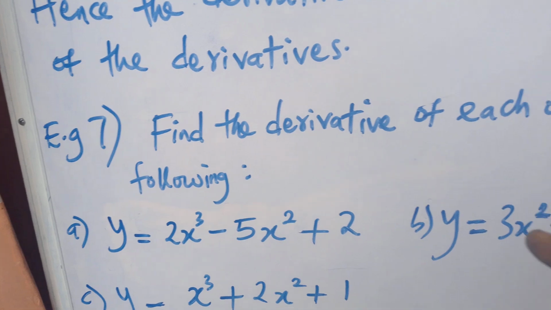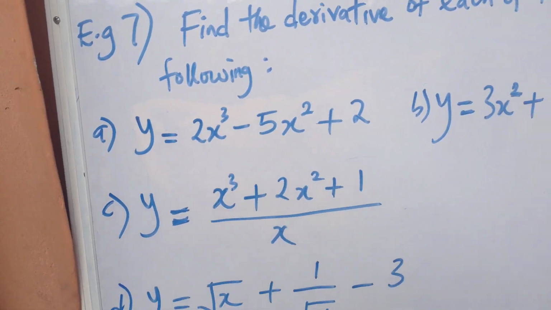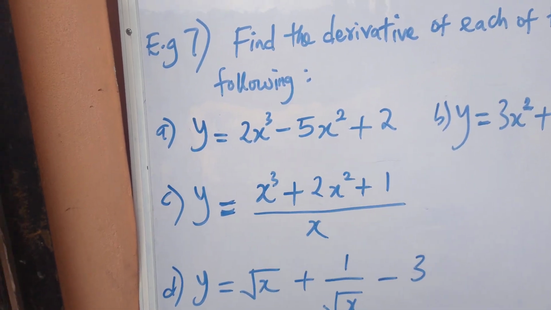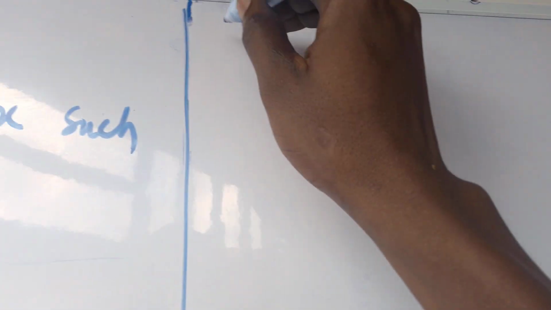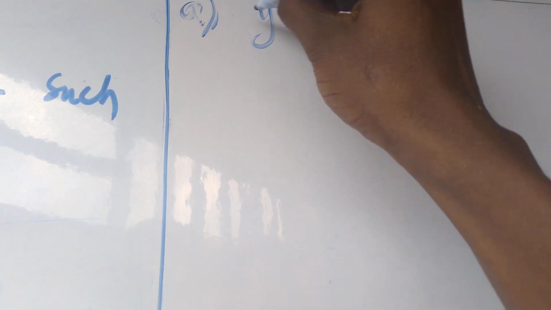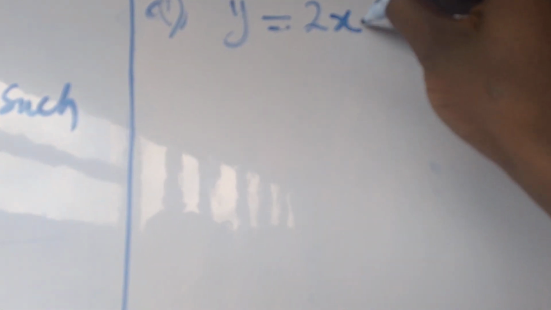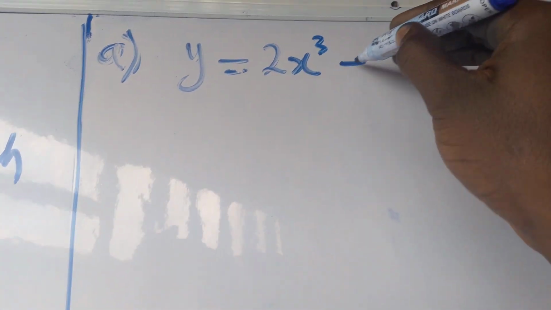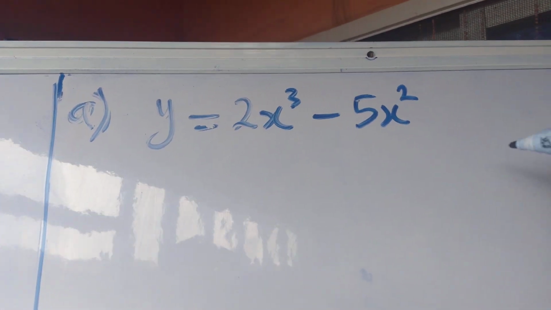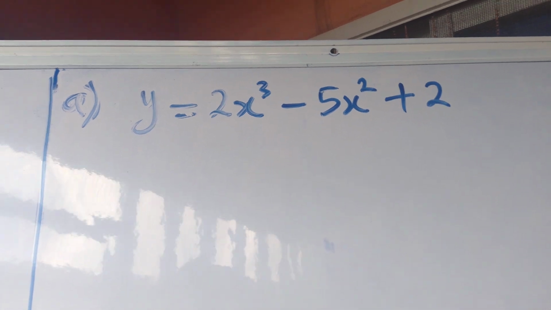So find the derivative of each of the following. The first is y equals 2x raised to power 3 minus 5x raised to power 2 plus 2. Okay, let's do that quickly. So I have that y is equal to 2x raised to power 3 minus 5x raised to power 2 plus 2. Alright, so quickly let's solve that.